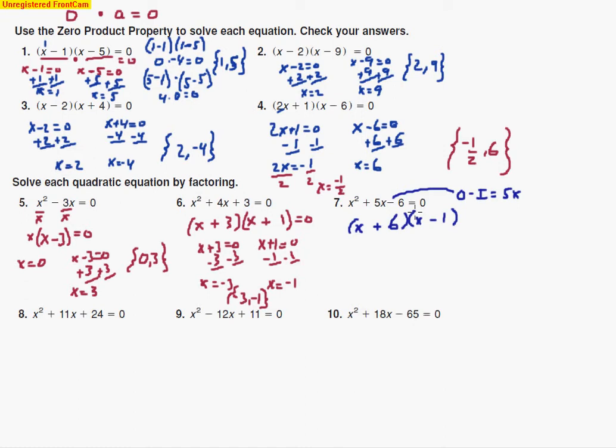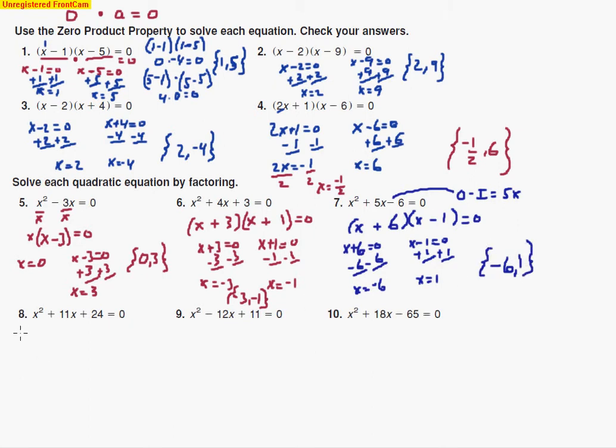So from there, we're not done, though. We now have to solve for x. What are the values of x that make it equal to 0? Well, you're going to set x plus 6 equal to 0 and set that x minus 1 equal to 0. So you go ahead and do some work there. Subtract the 6 from both sides. So you get x equals negative 6, one of the answers there. Add the 1. You get x equals 1. So those are our solutions. Negative 6, 1.